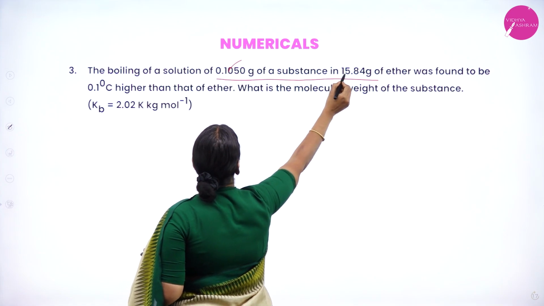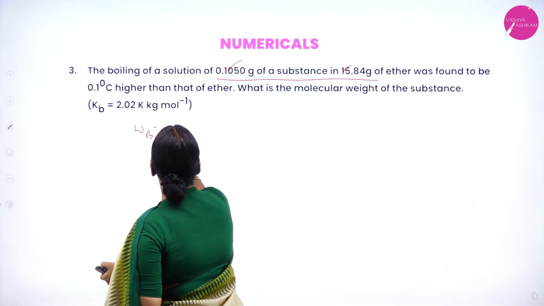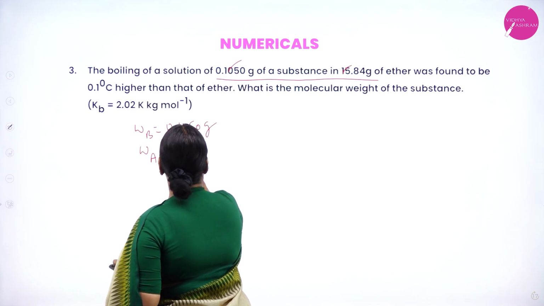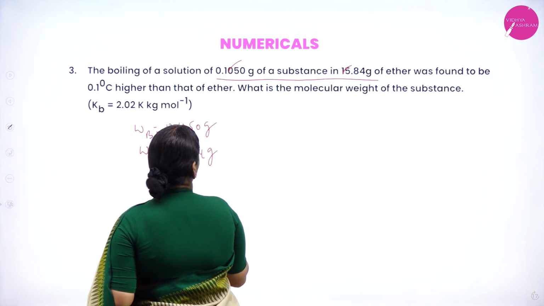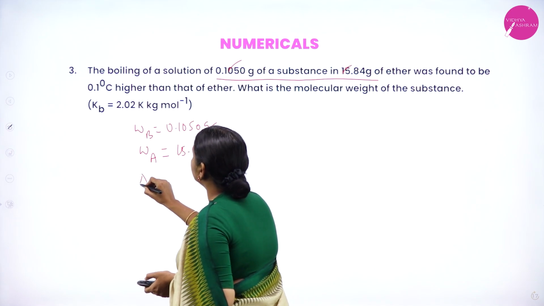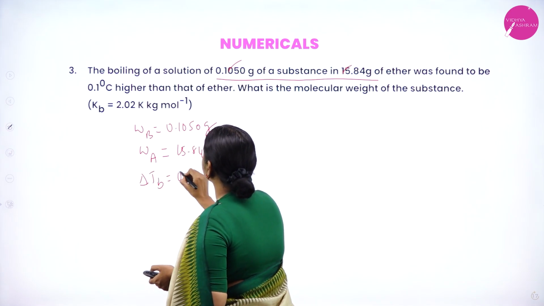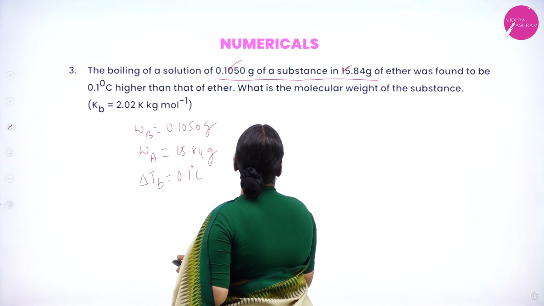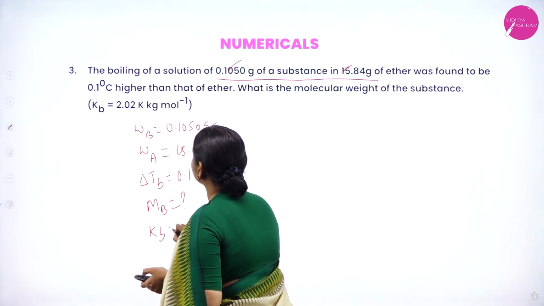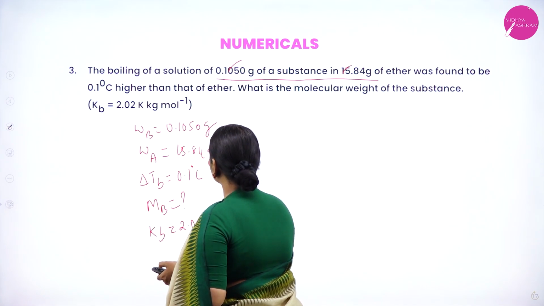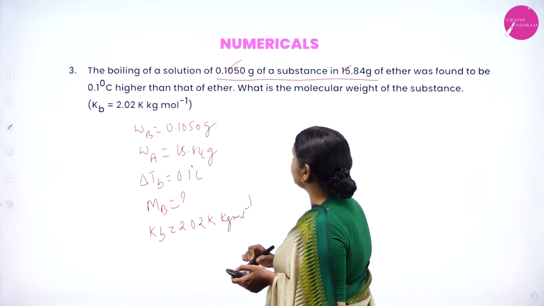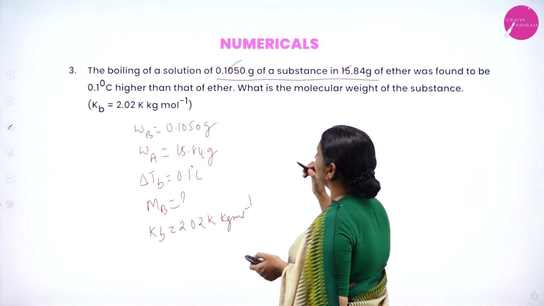Next, the boiling point of a solution of 0.105 gram of a substance in 15.84 gram of ether was found to be higher than that of ether. Therefore, the substance is the solute and ether is the solvent. WB is 0.1050 gram and WA is 15.84 gram. The elevation in boiling point is 0.1 degree centigrade. What is the molecular weight of the substance? That is MB, which is unknown. KB is 2.02 Kelvin kg per mole. You have to find out MB.